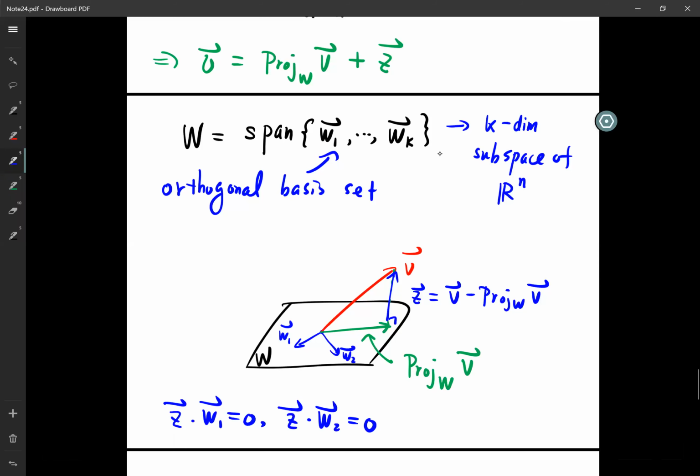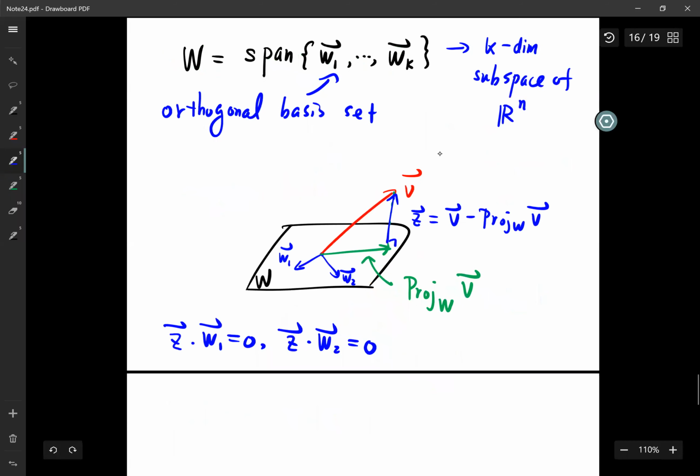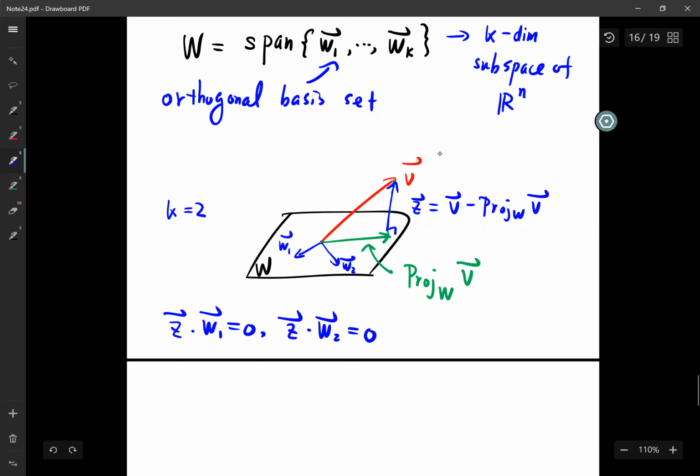Okay. So let me repeat the question. The question is why, if Z is orthogonal to W1 and Z is orthogonal to W2, then Z is orthogonal to all the vectors in W. Is that right? Yes. Okay. First of all, let me clarify here K is equal to 2, so W is the span of W1 and W2. So now, this is a good question.